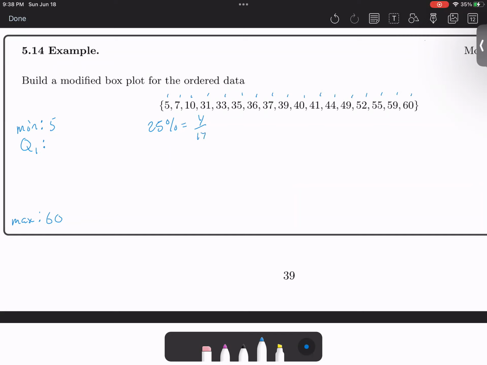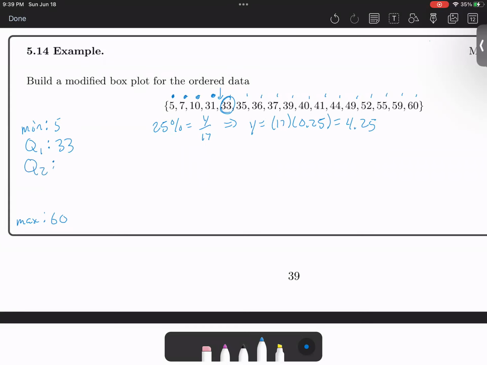So how many values out of the 17 do I need to count to get 25%? Solving this for y, we get 4.25. So first value, second, third, fourth, 0.25 is right there, and I can grab the value of 33.